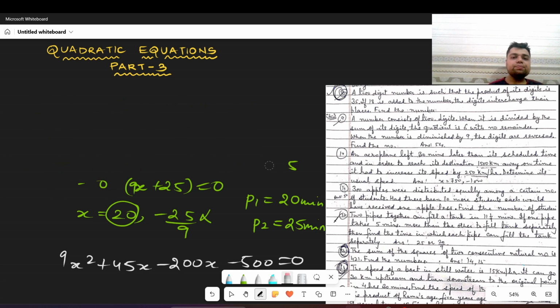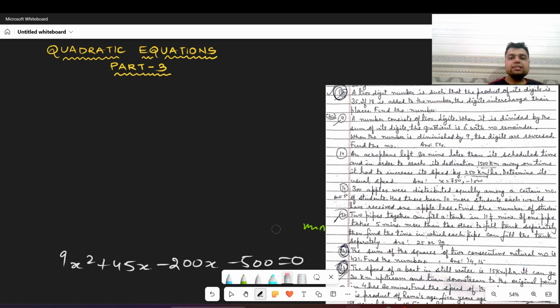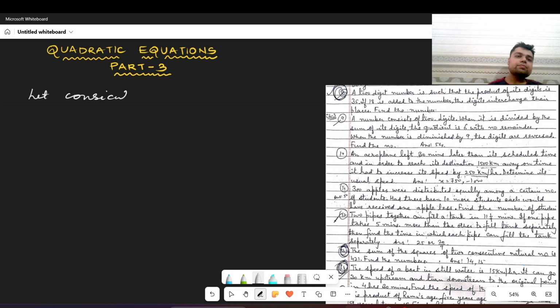In the next question, what is it saying? The sum of the squares of two consecutive natural numbers is 421. Find the numbers. This is a very easy question. So let the consecutive numbers be x and x plus 1. Consecutive means they come one after another, like 4, 5 are consecutive, 6, 7 are consecutive. So the sum of squares of these numbers is equal to 421.